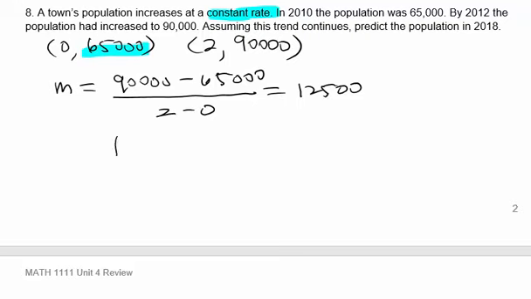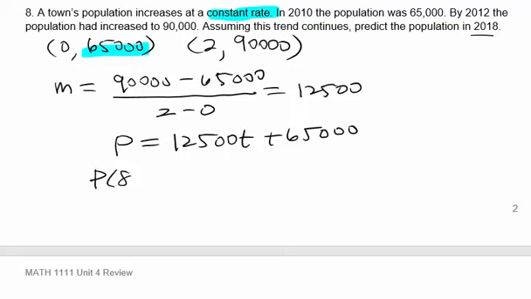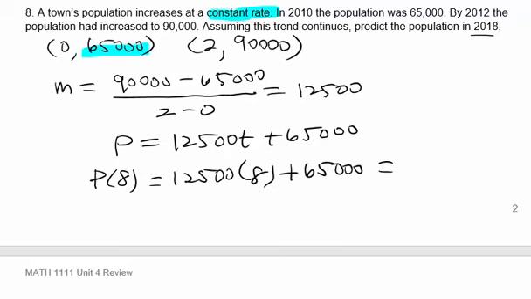And so population is equal to 12,500 t plus 65,000. Okay, in 2018, that would be 8 years after the initial year of 2010, so we're finding P of 8, which is 165,000.